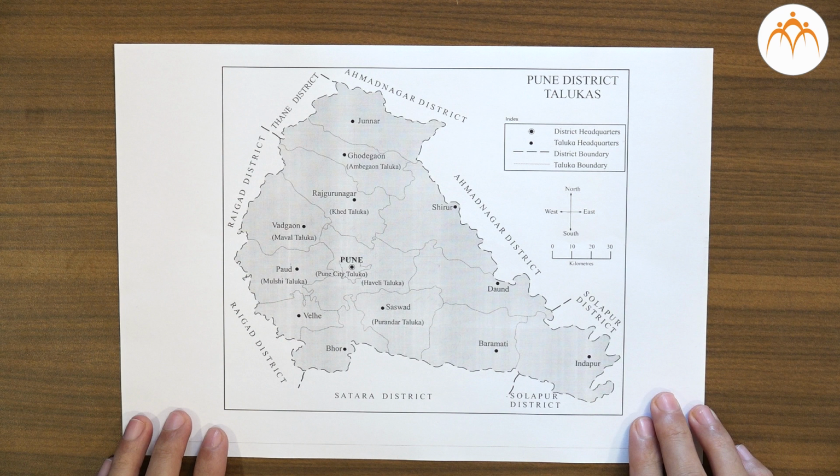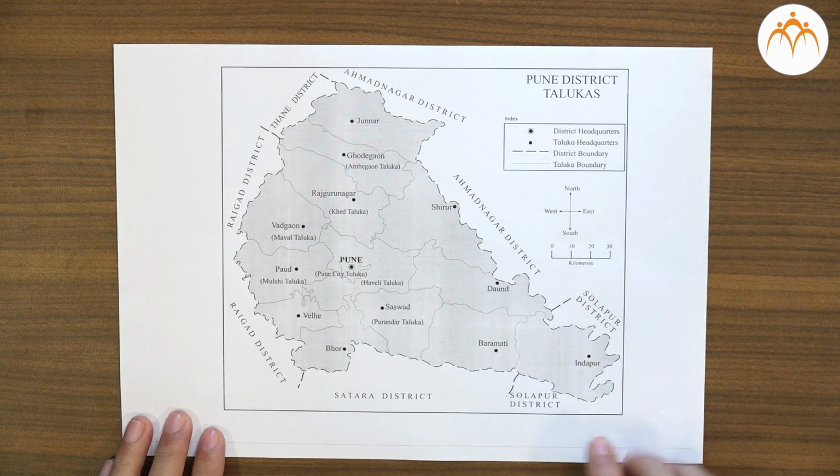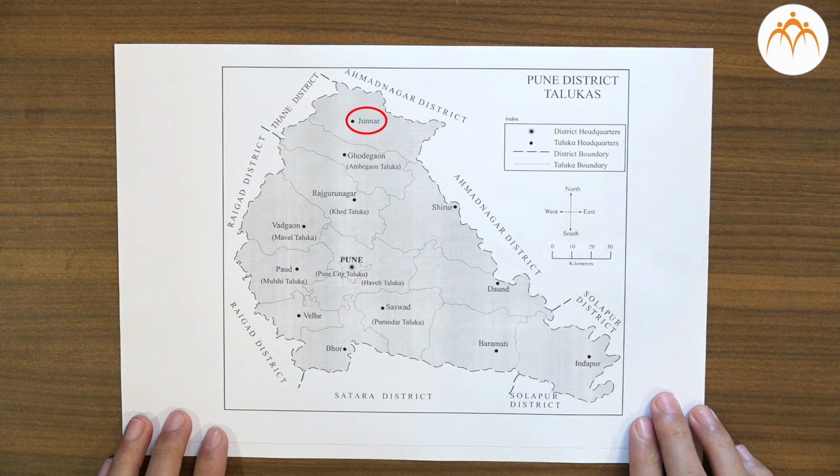Now I ask you a question. If I want to go to Zunnar, in which direction should I go as per the map? In the map, Zunnar is seen in front of us. We are actually facing the east. That means we have to go eastwards. According to you, Zunnar is towards the east.